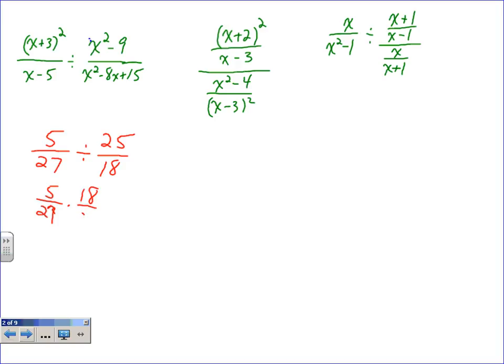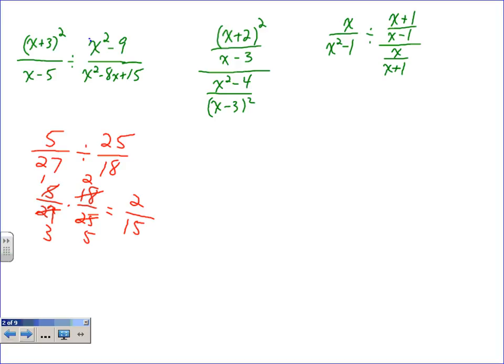So 18 over 25. Now I can cross reduce. There's no cross multiplying. 5 and 25, 18 and 27, well 9 goes into both. Now I can multiply across the top, 1 times 2 is 2. Multiply across the bottom, 3 times 5 is 15. And that's how we divide fractions. It's an extra step. We flip the divisor and multiply by the reciprocal of the divisor.